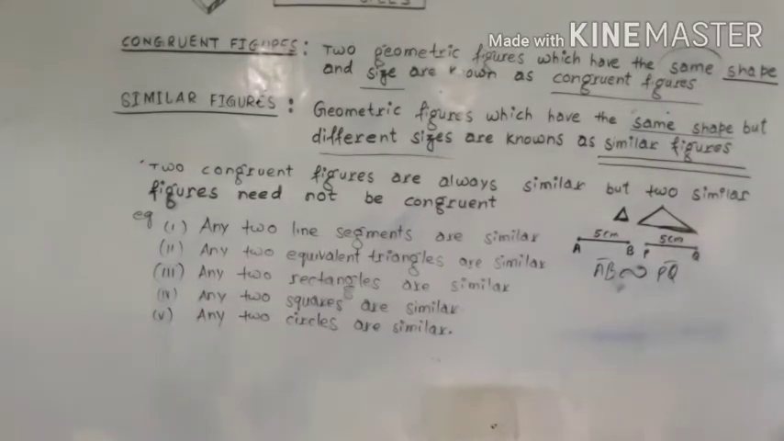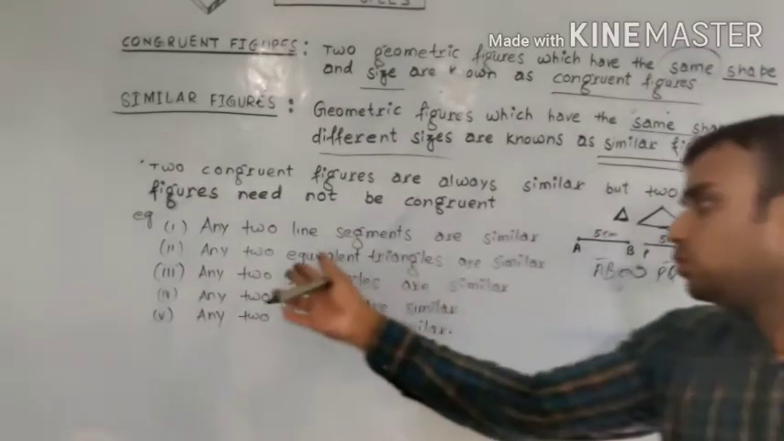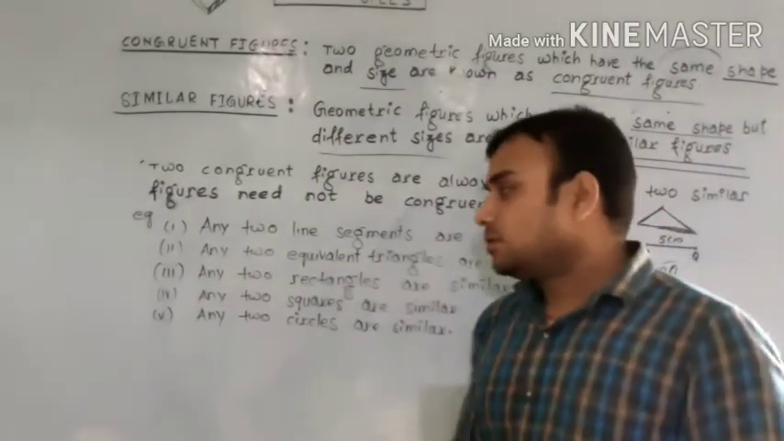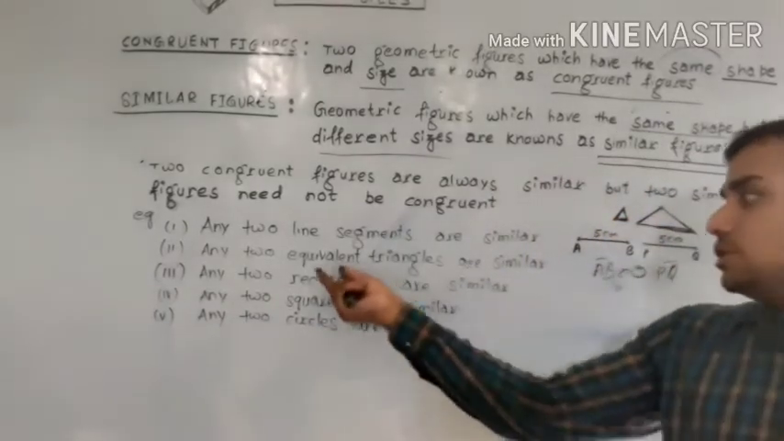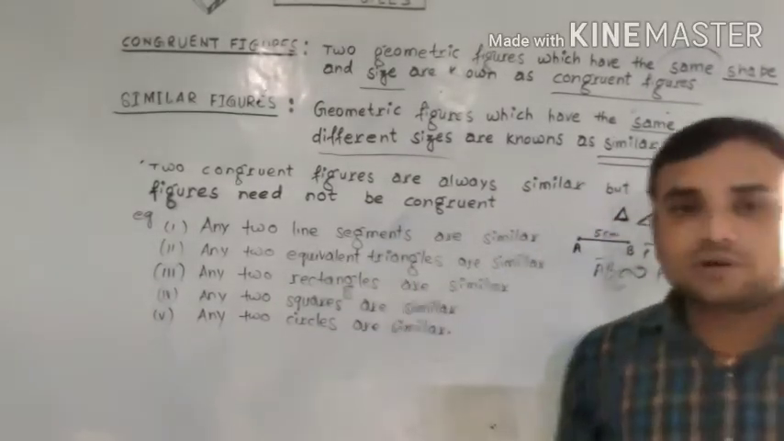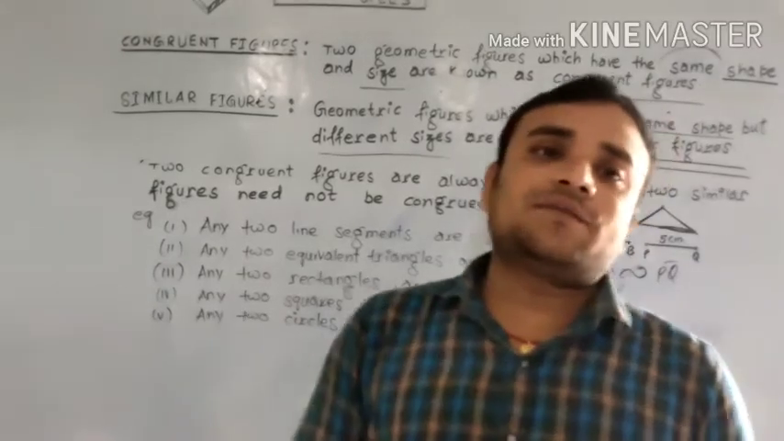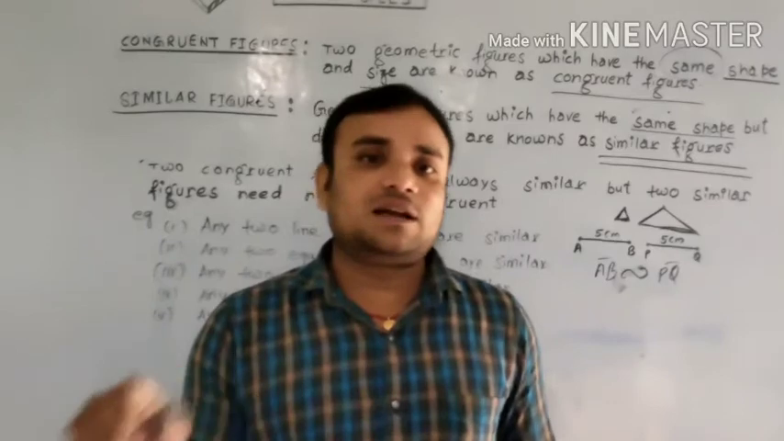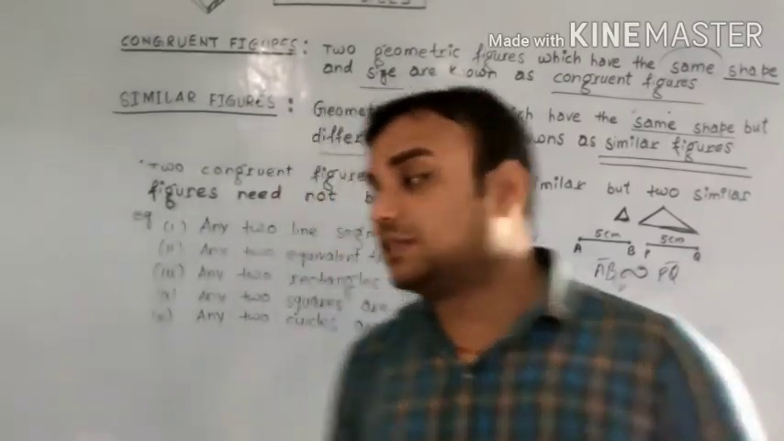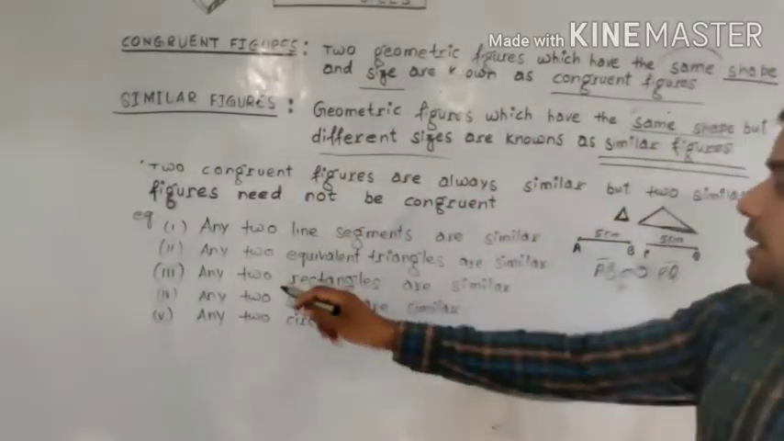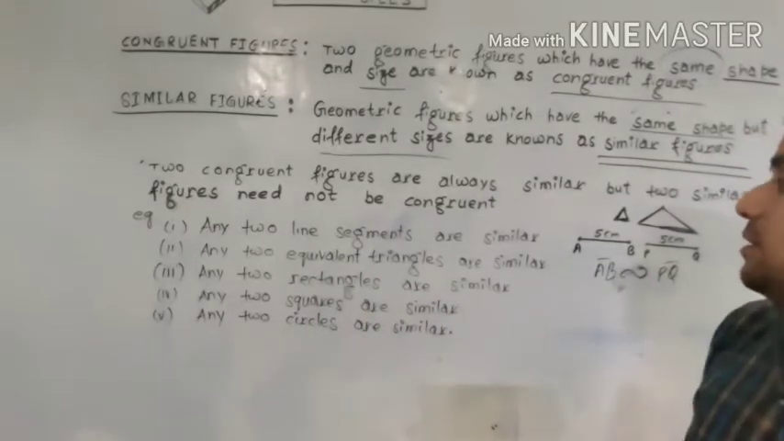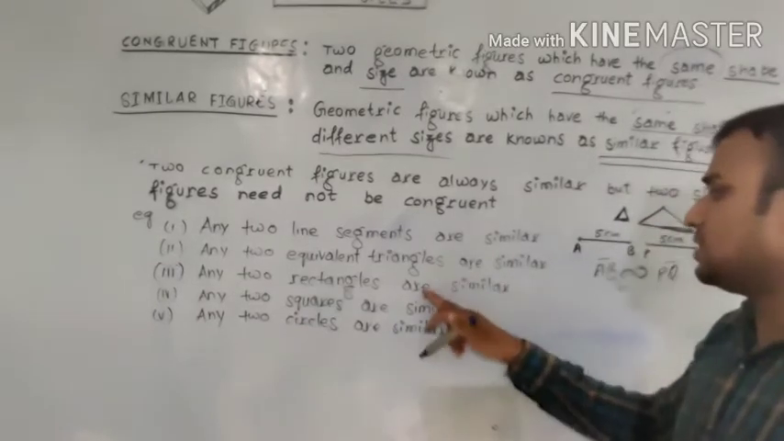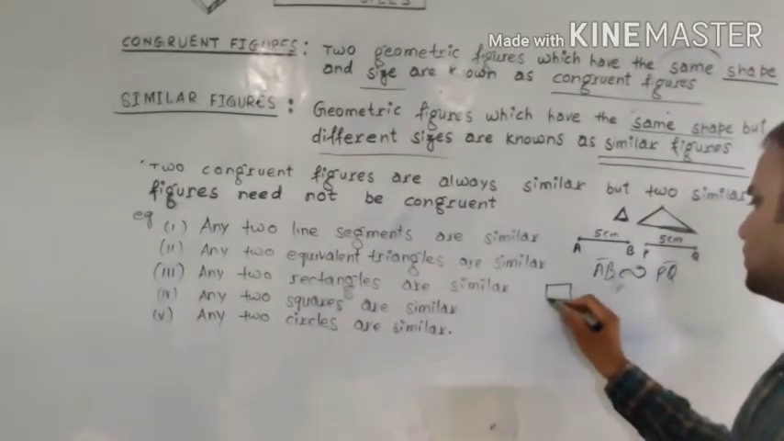Okay. Now any two equilateral triangles are similar. We know that already. An equilateral triangle has equal sides, all sides are equal, and each angle is 60 degrees. Any two rectangles are similar.